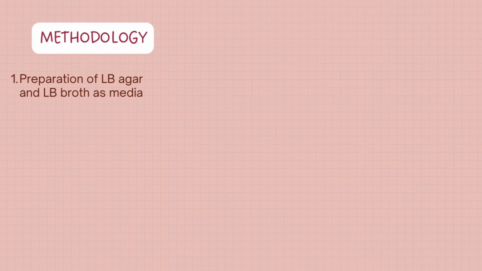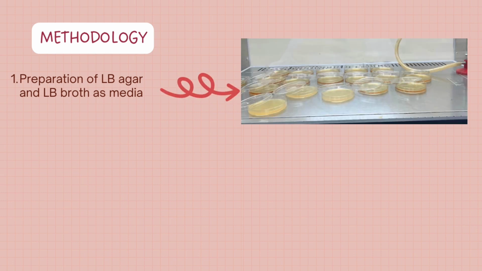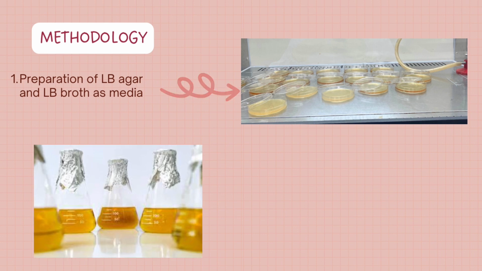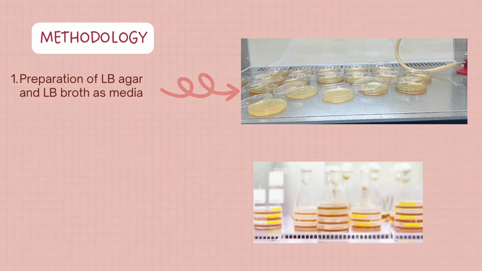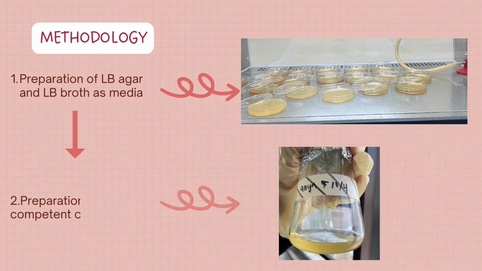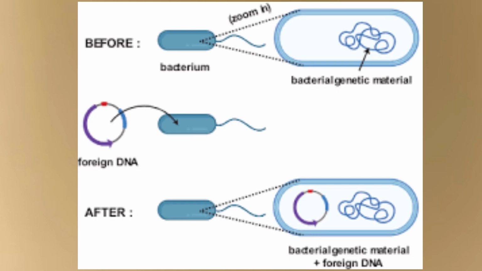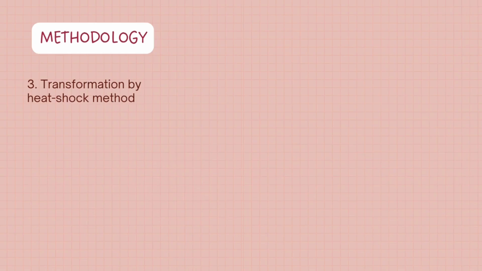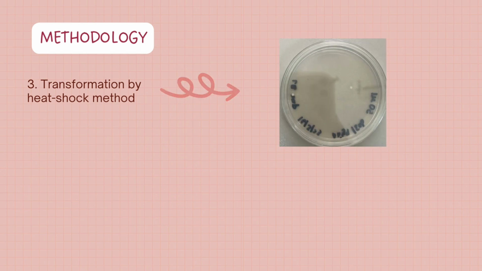This project starts with preparing LB agar and LB broth as media. LB broth and LB agar are commonly used in microbiology to grow and study bacteria like E. coli. Then, the preparation of competent cell was done through calcium chloride method. The calcium chloride method allows the plasmid to be introduced. Next, transformation takes place when competent cell uptake the DNA from its environment.